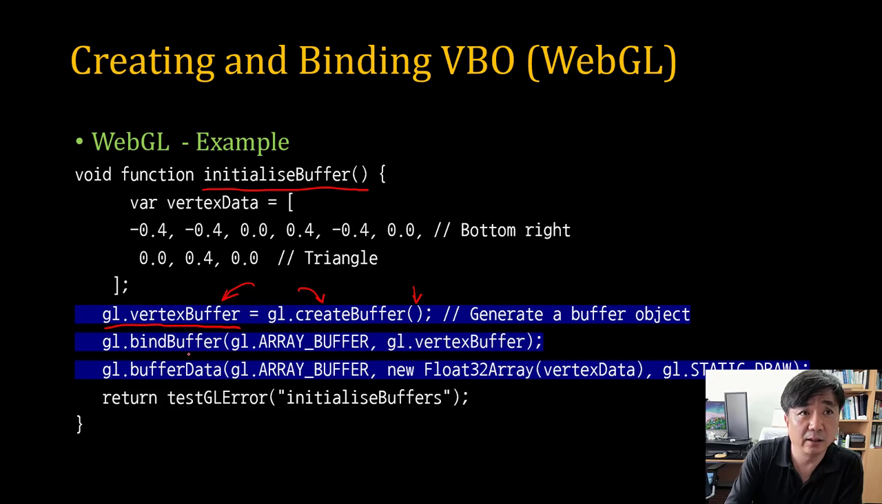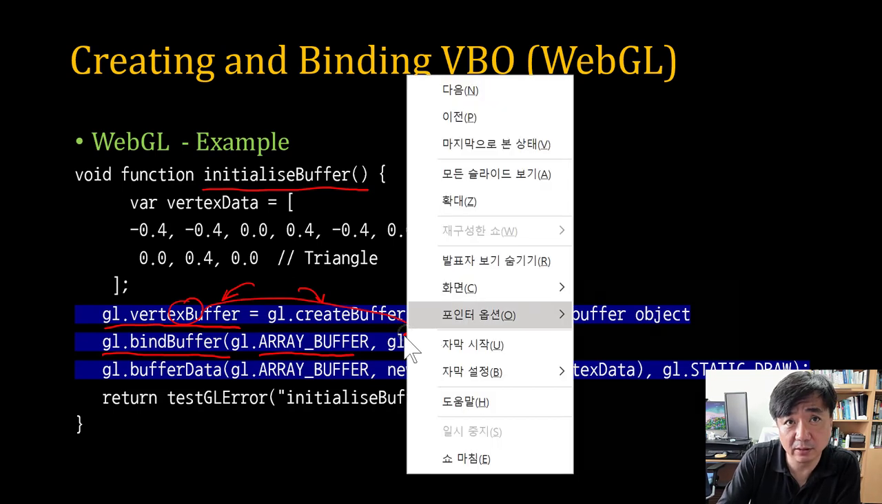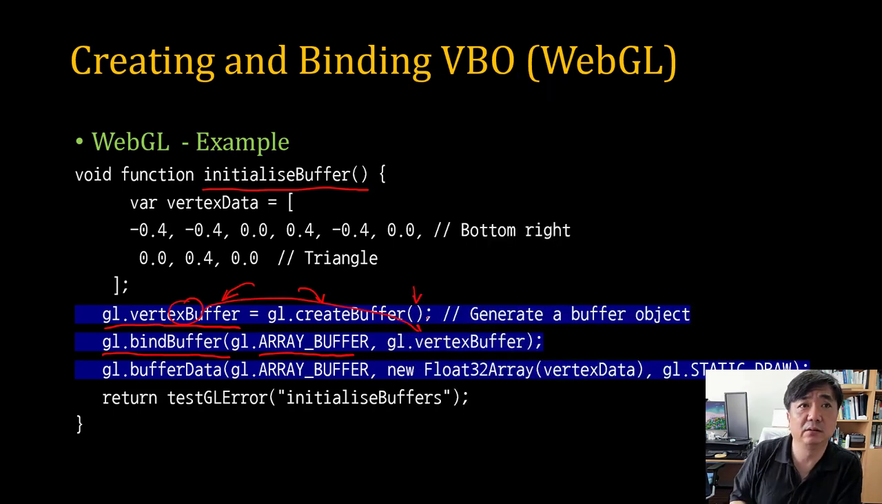Then, the same command, it looks like, bindBuffer. The bindBuffer command is used to say I will use this buffer as an array buffer. Then this result is used in here. Okay, good. And then we can send the data from CPU to GPU by bufferData.